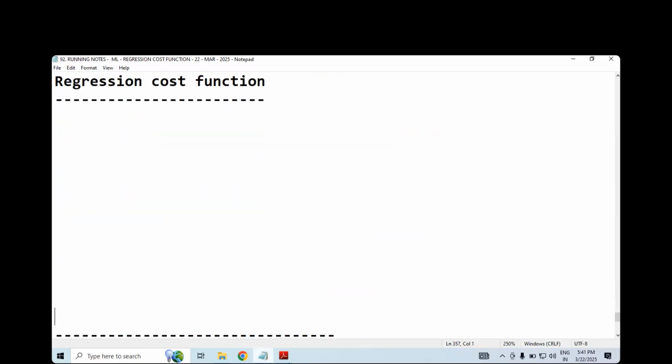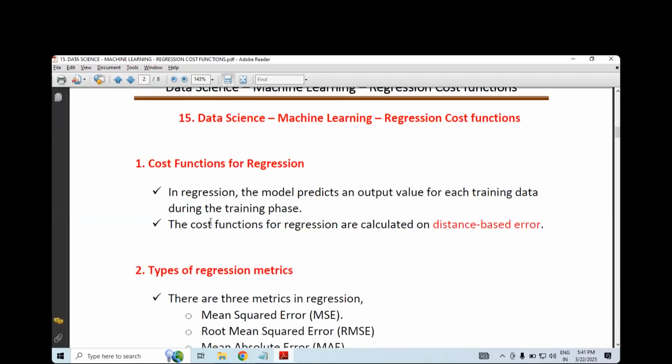When it comes to regression cost function, in regression, the model predicts an output value for each training data during the training phase. Whenever you're talking about regression, the model predicts the output value for training data. Let me give one small example. My father started training. First image number 1. That is the training phase. But before my father started training, I had already seen dogs and cats. Then during training itself, I can do prediction.